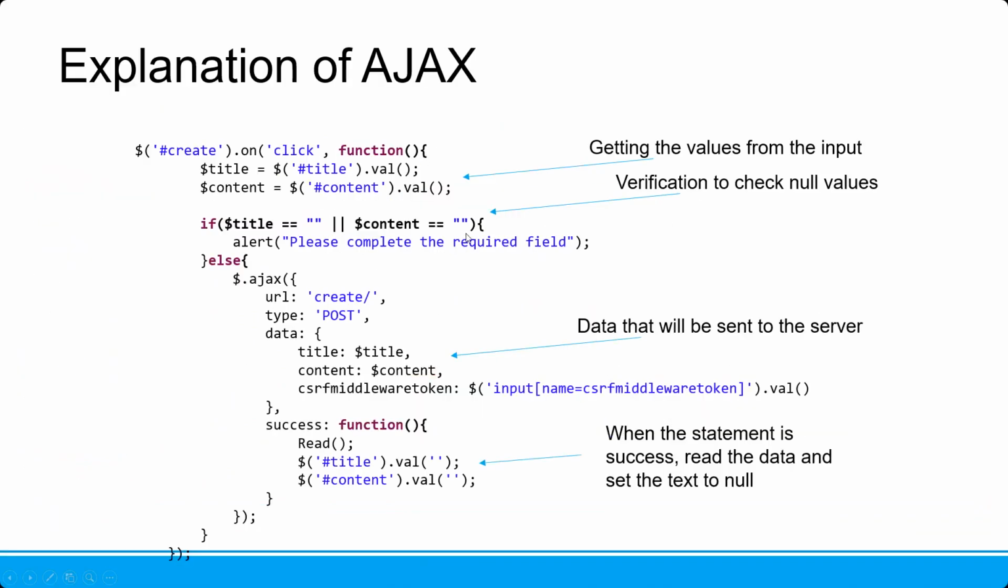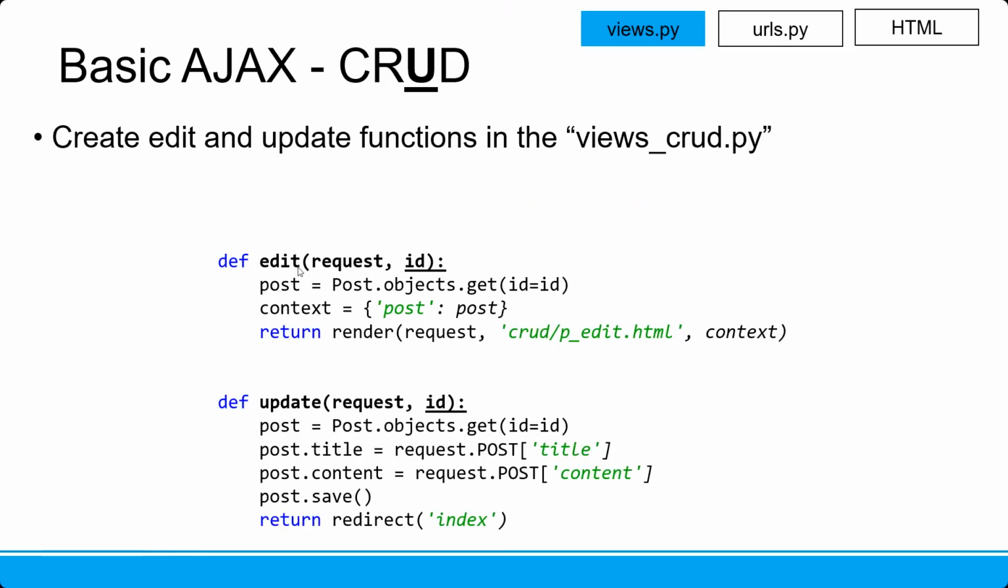So I give the explanation like this one. This is to get the value from the input about the title. This is to verify whether the content is empty or not. And this data will be sent to the server. And when the statement is success, read the data and set the text into it. Okay, we can add it and we can update. So this is the function of edit and update.